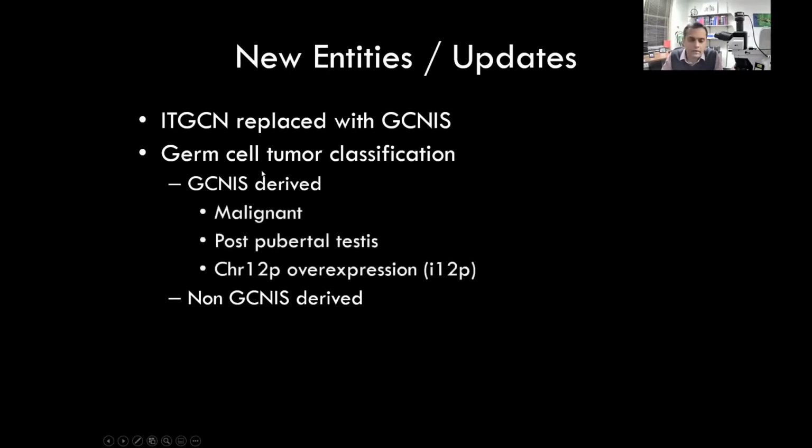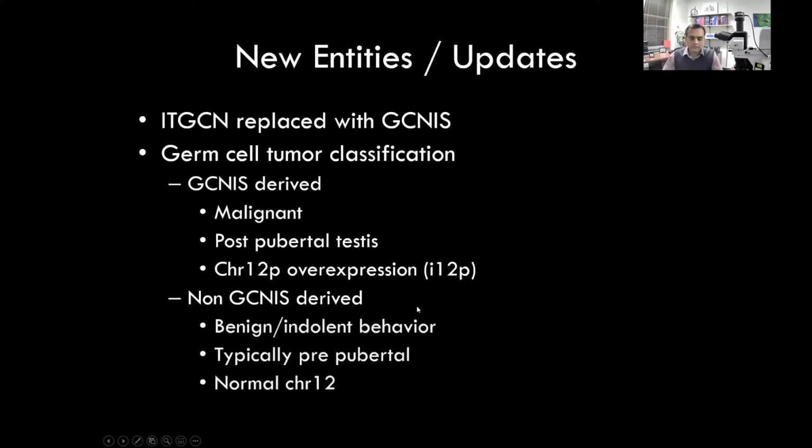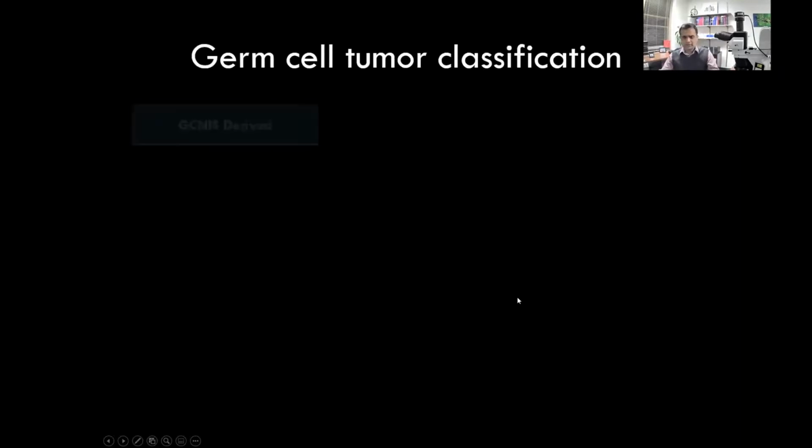So these GCNIS derived tumors are typically malignant. They arise typically in the postpubertal testis, and they all have chromosome 12p overexpression in the form of isochromosome 12p. In contrast, the non-GCNIS derived tumors are all benign or have indolent behavior, typically arise in childhood in the prepubertal age group, and they have normal chromosome 12.